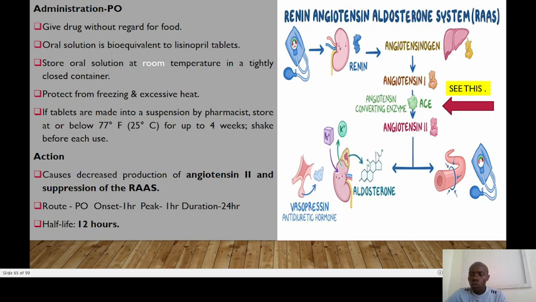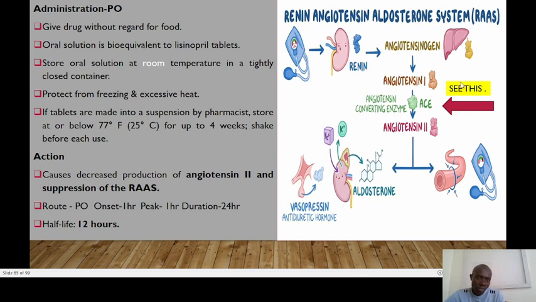Orally, this drug, lisinopril, you give without regard to food. The oral solution is bioequivalent to lisinopril tablets. You have to store the oral solution at room temperature in a tightly closed container, protected from freezing and excessive heat. If the tablets are made into a suspension by a pharmacist, you can store it at or below 25 degrees Celsius for up to 4 weeks, and you have to shake before use.